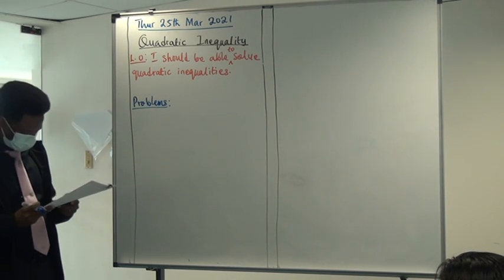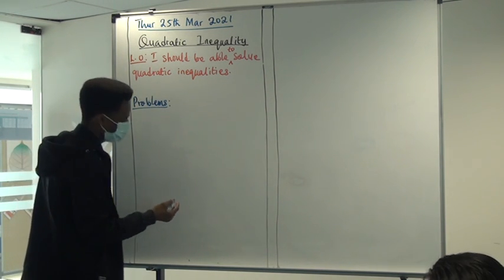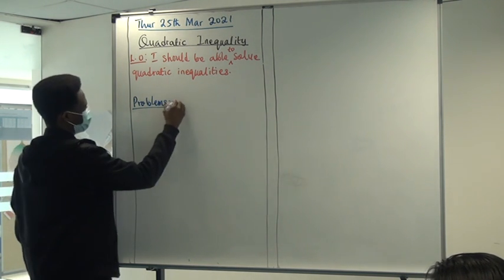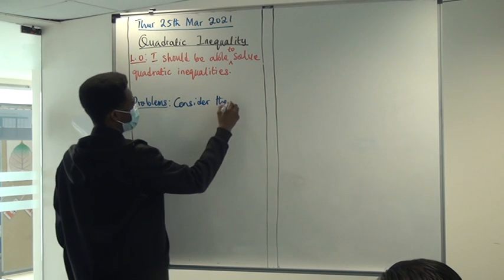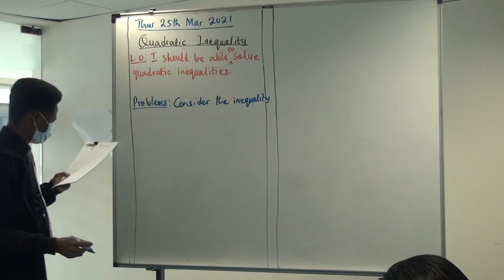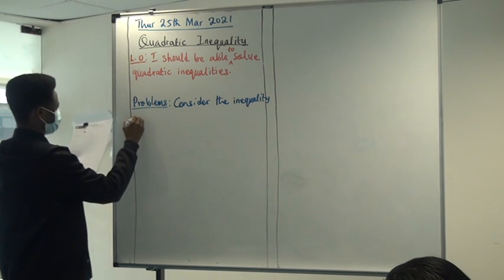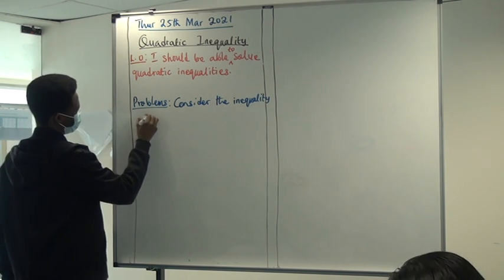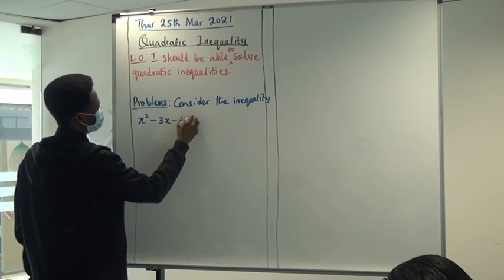Based on what we did yesterday, I'm going to write some steps to be done. I want everybody to try this, please. Consider the inequality, let me pick one of your activities. Consider the inequality, let's say, x squared minus 3x minus 4 less than 0.